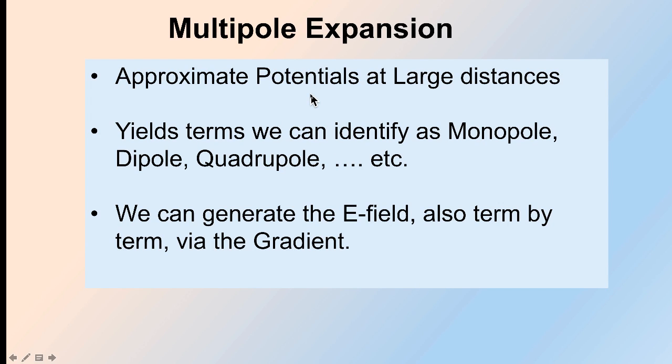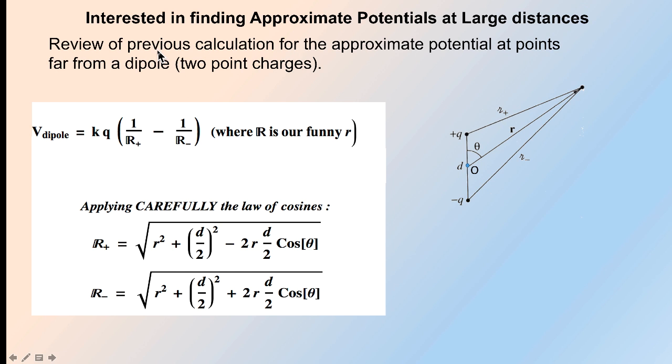The multipole expansion is an approximate potential that's valid at large distances away from the charge distribution. It yields terms we can identify as monopole, dipole, quadrupole, and so on. And we can generate the E field, also term by term, using the gradient. Well, in terms of approximation, remember when we formed the potential of a dipole, we also made approximations. And actually, if we go through this again, it'll set us up to see what we do for the multipole expansion.